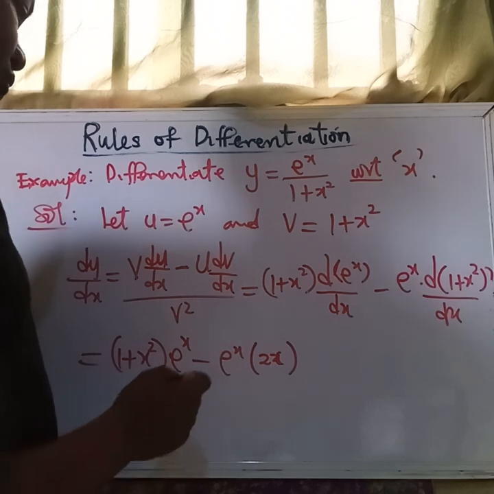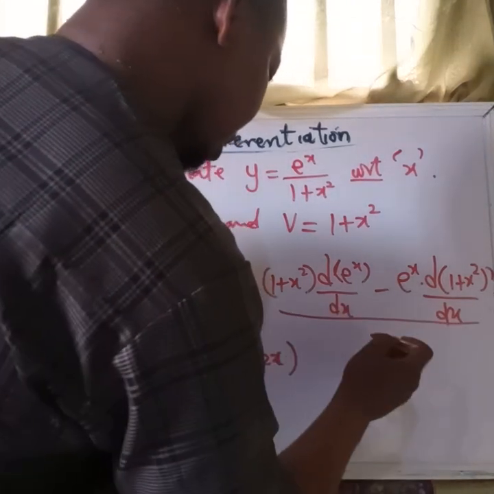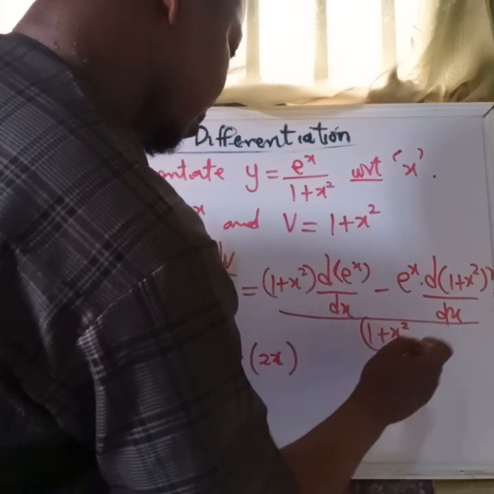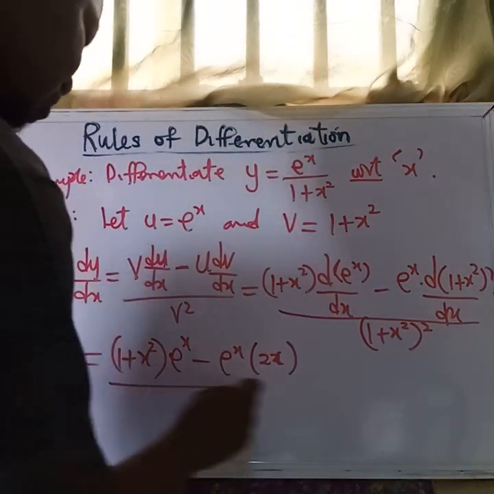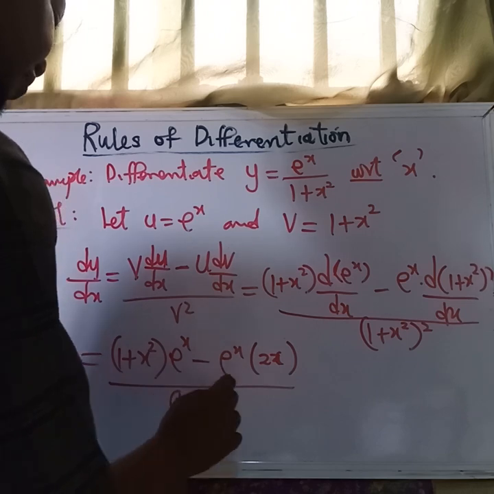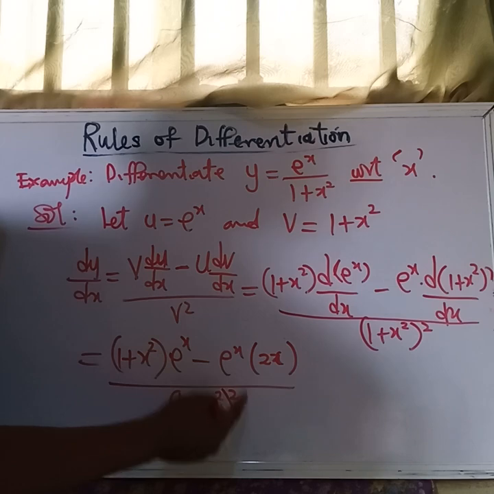Now for the denominator. We haven't had the denominator here, which is 1 plus x squared. So the denominator is 1 plus x squared, everything squared. This is v, and the square of v is this.